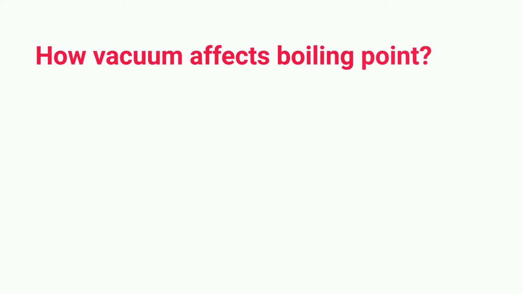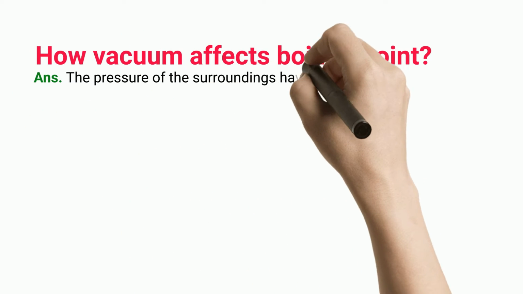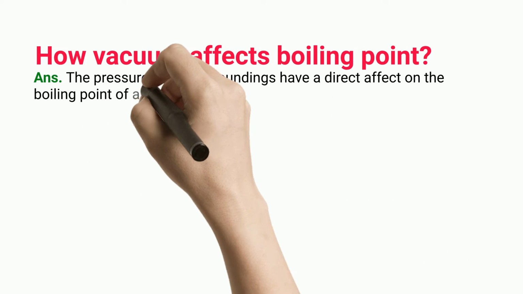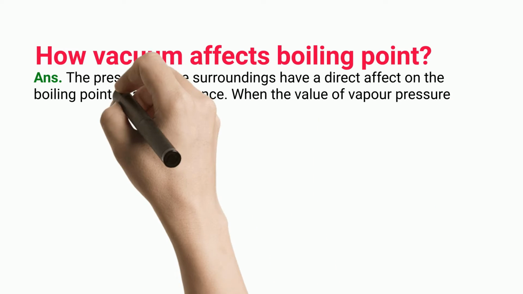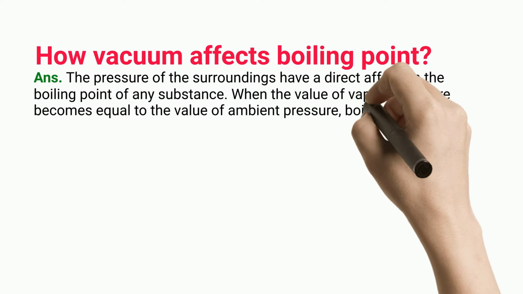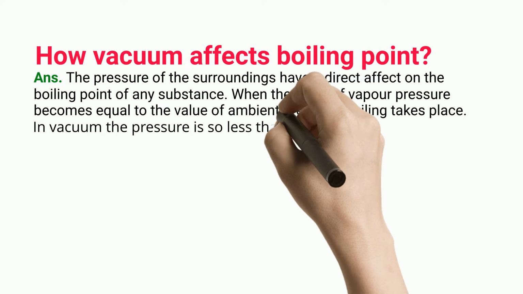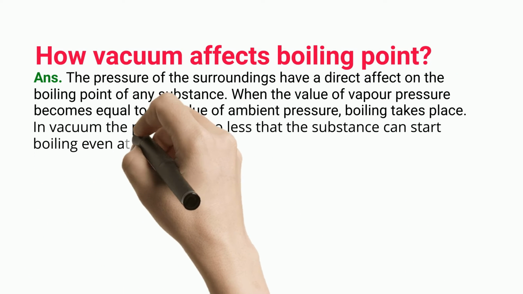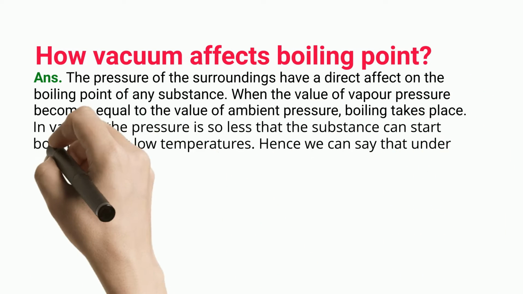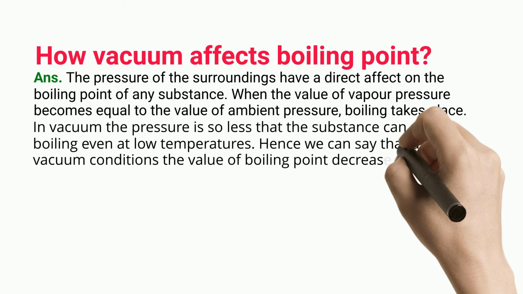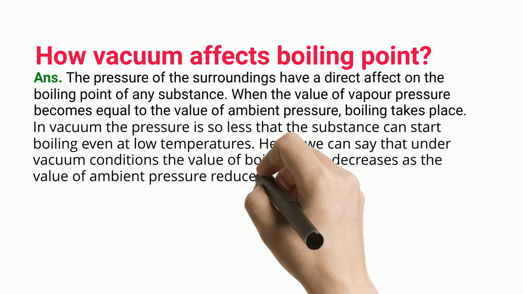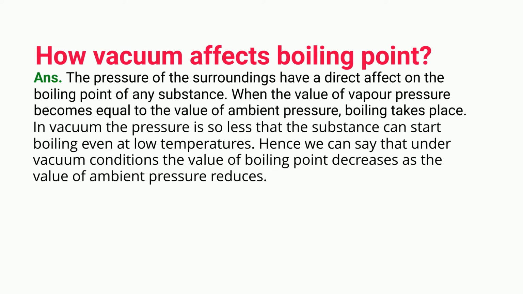How vacuum affects boiling point. The pressure of the surroundings has a direct effect on the boiling point of any substance. When the value of vapor pressure becomes equal to the value of ambient pressure, boiling takes place. In vacuum, the pressure is so less that the substance can start boiling even at low temperatures. Hence we can say that under vacuum conditions the value of boiling point decreases as the value of ambient pressure reduces.